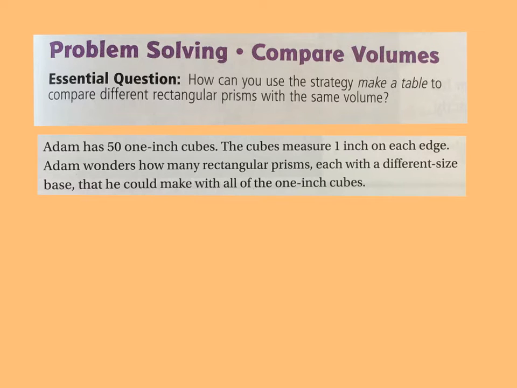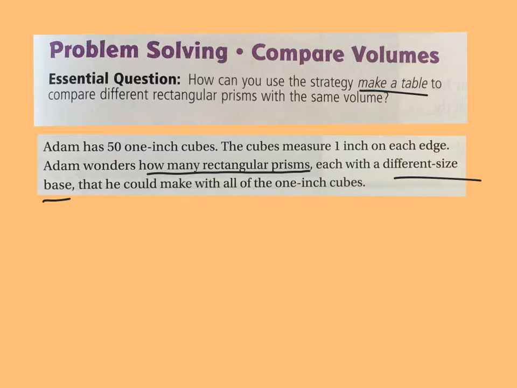How can you use the strategy make a table to compare different rectangular prisms with the same volume? Let's take a look at this problem, and it's going to make it very clear why we would want to make a table. Adam has 50 1-inch cubes. The cubes measure 1 inch on each edge.